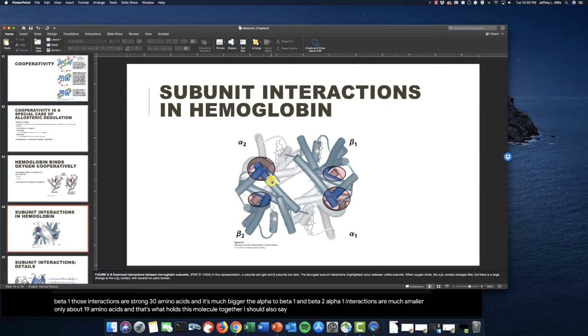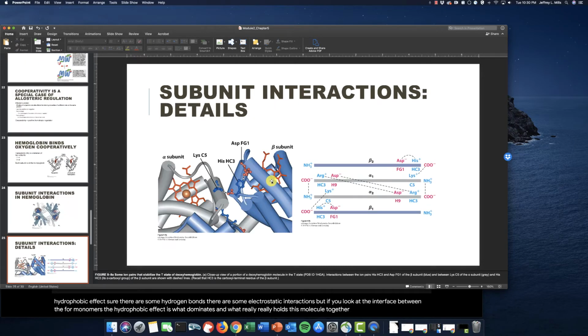I should also say that the dominating intermolecular force here is the hydrophobic effect. Sure, there are some hydrogen bonds, there are some electrostatic interactions, but if you look at the interface between the 4 monomers, the hydrophobic effect is what dominates and what really, really holds this molecule together. Like I was saying, there are some hydrogen bonds and electrostatic interactions holding it together, so that's what we're seeing here.